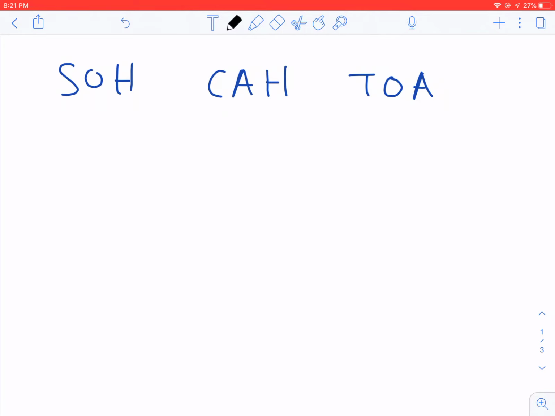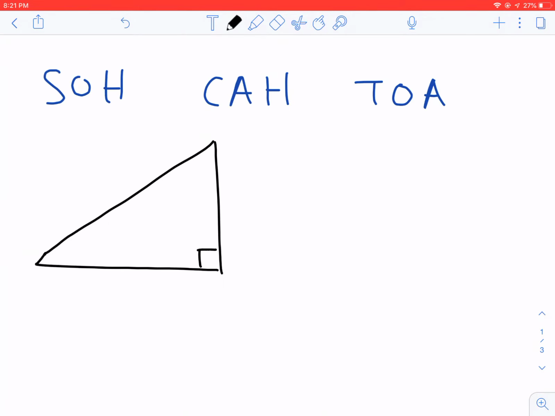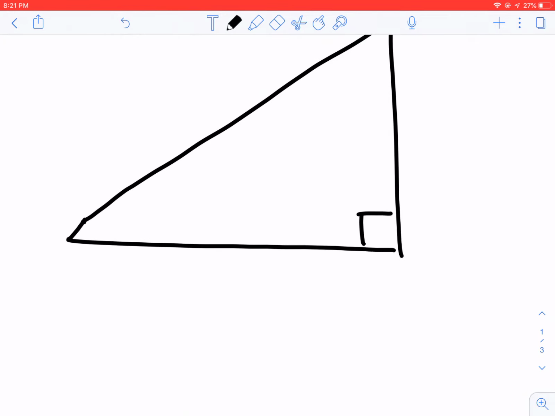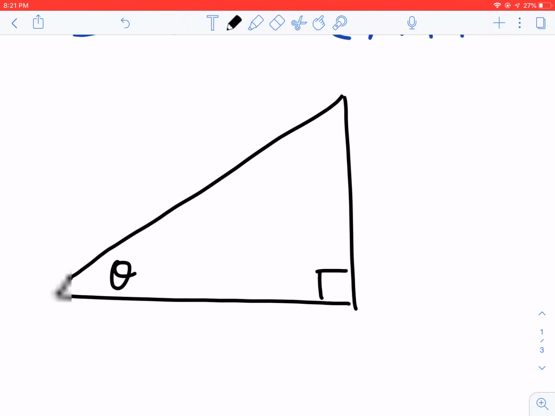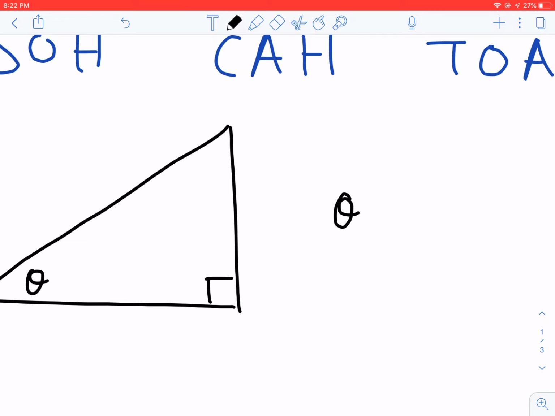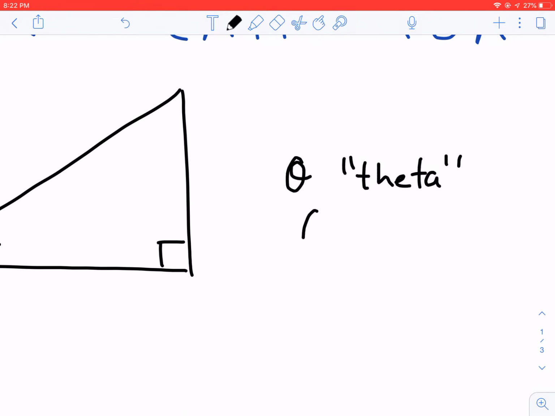So before we do SOHCAHTOA, let's draw a right triangle. And there's a right angle. In trig, or really in a lot of things, whenever you're naming an angle, it's very common to use this symbol. That symbol is called theta. Some people like to draw a circle with a little line through it. I draw mine like that.